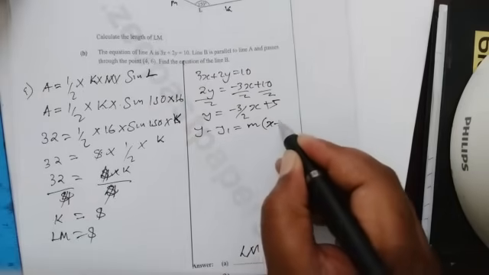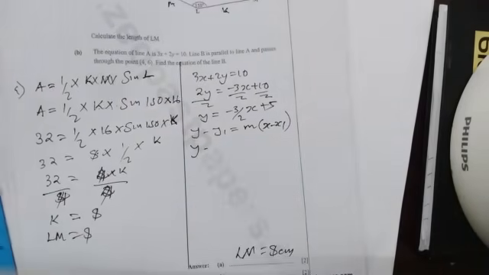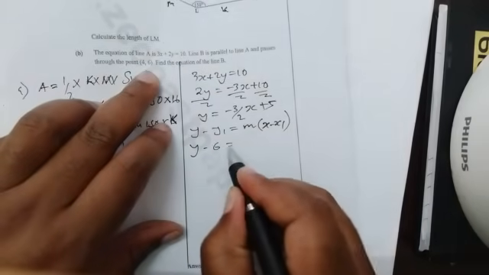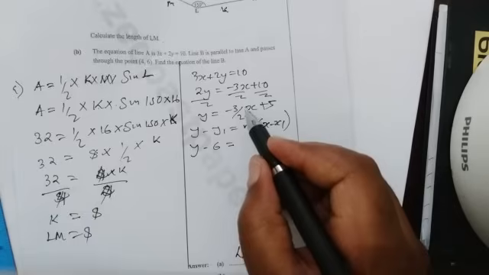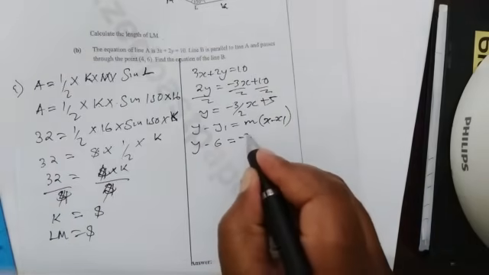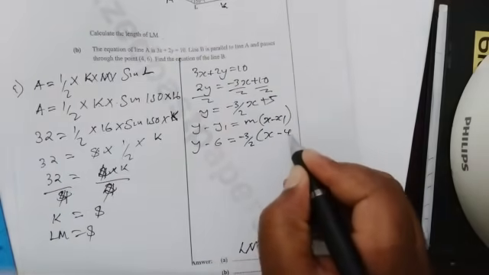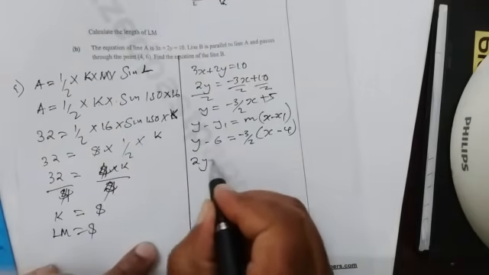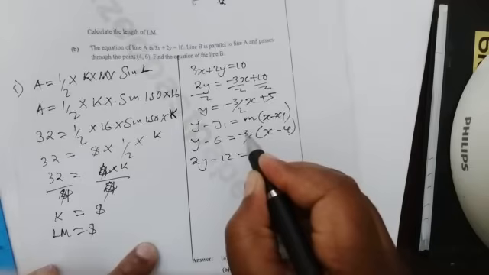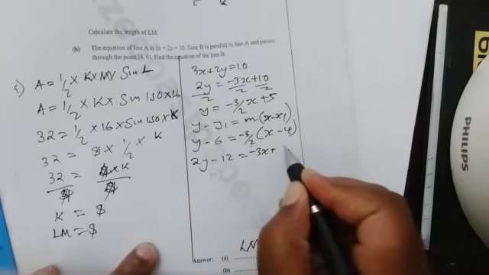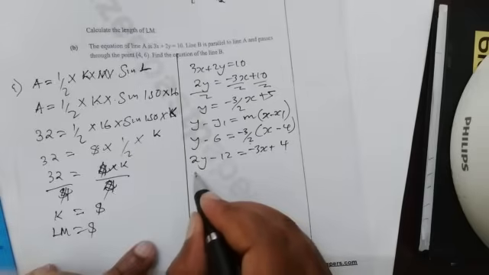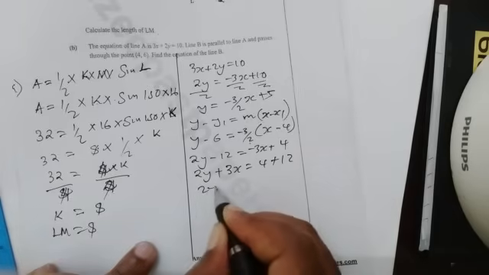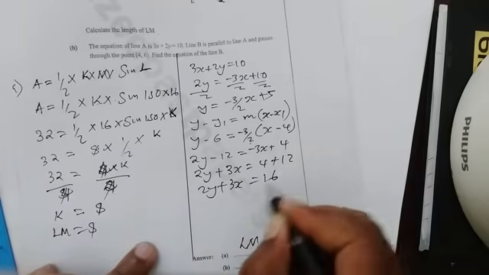y minus y1, x minus x1. What is our y1? 6. Our gradient, if these lines are parallel, then their gradients are the same, which is negative 3 over 2, times x minus 4. Then take the 2 this side, so 2 by y to be 2y minus 12, is equal to negative 3 by that, negative 3x plus 4. So 2y plus 3x is equal to 4 plus 12. So 2y plus 3x is equal to 16.